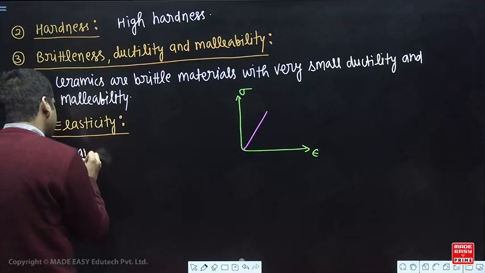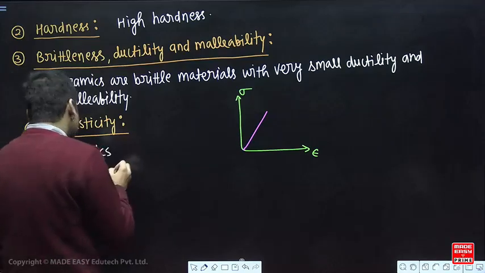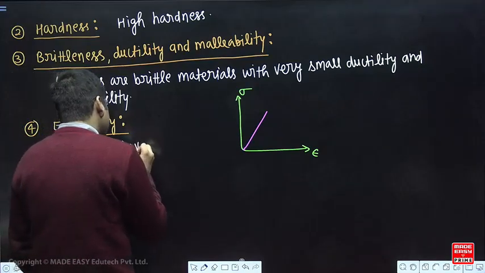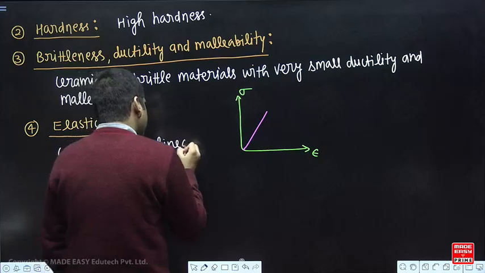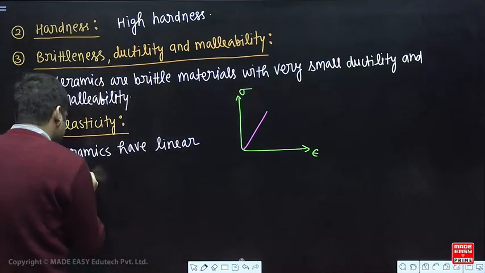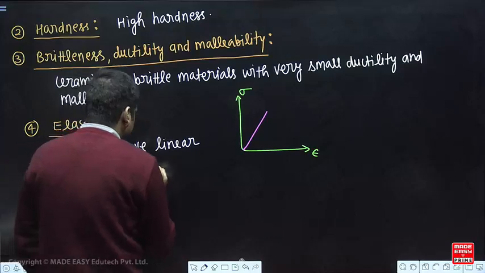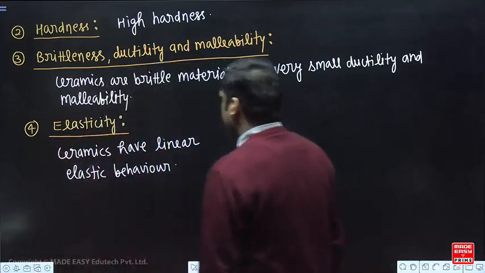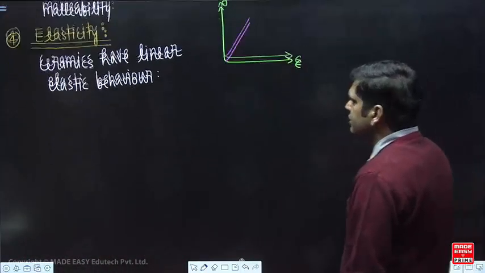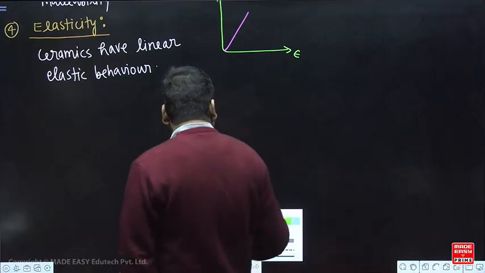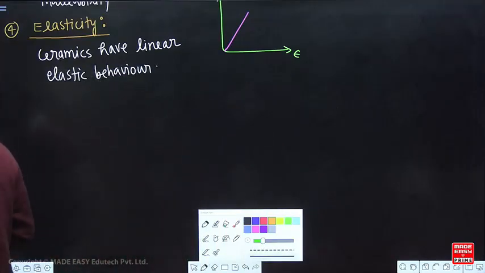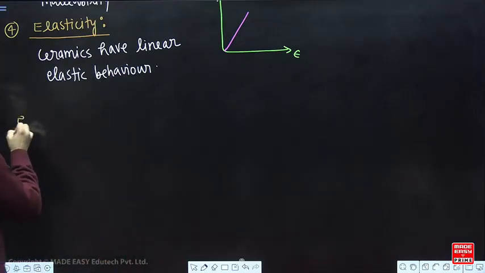They follow Hooke's law. Ceramics have linear elastic behavior. The next one, after elasticity, is corrosion. Let us see toughness first, then corrosion.